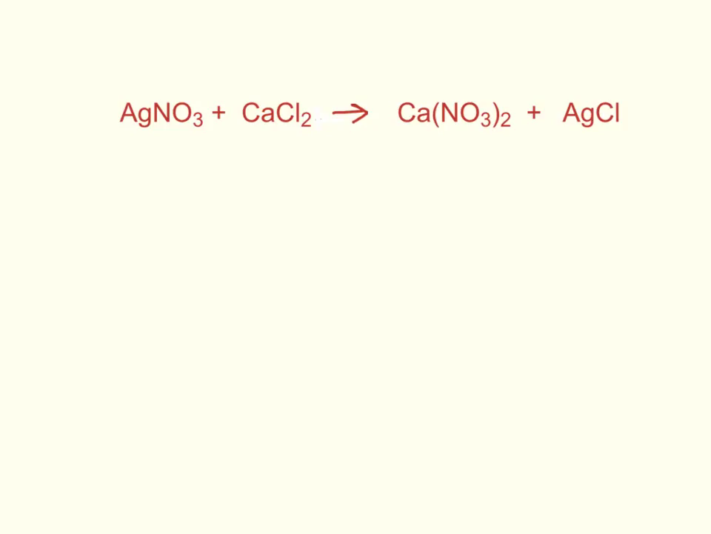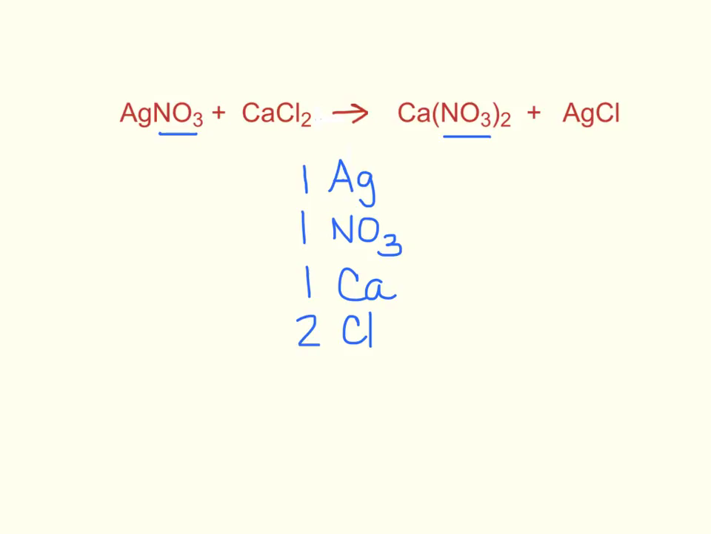All right, let's try another one. So we have silver. Again, we have nitrate. I'm going to leave it as nitrate. Calcium and chlorine. And I'm going to go ahead and put in my numbers. One of these, one of these, one of these, 2 of those. 1 calcium, 2 nitrates, 1 silver, 1 chlorine.